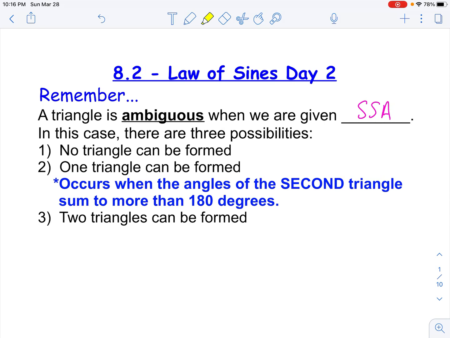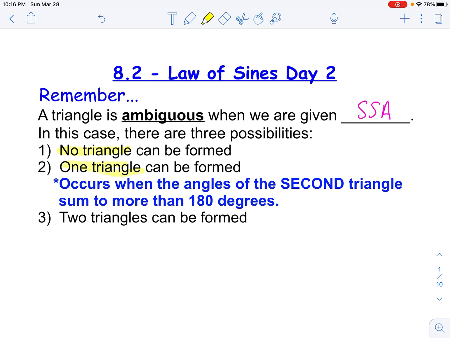One of the possibilities is that we can't form a triangle. So we took a look at this one yesterday where when we go to do sine, you're trying to find sine of a value that's bigger than 1 or possibly smaller than -1. So we know sine has to bounce between -1 and 1, so it's possible that no triangle can be formed.